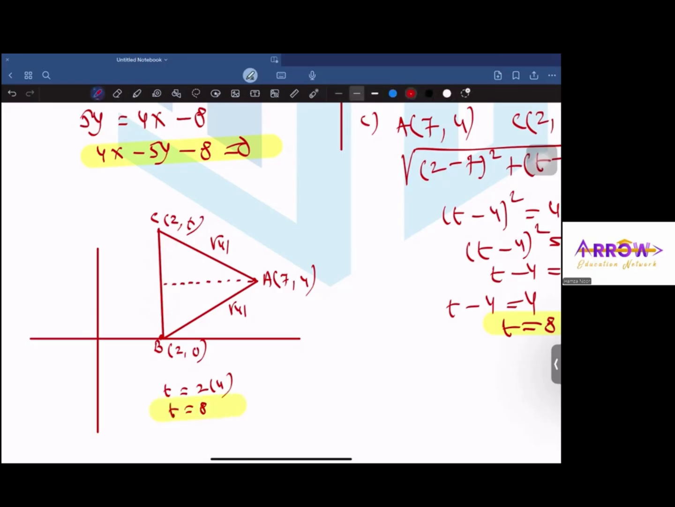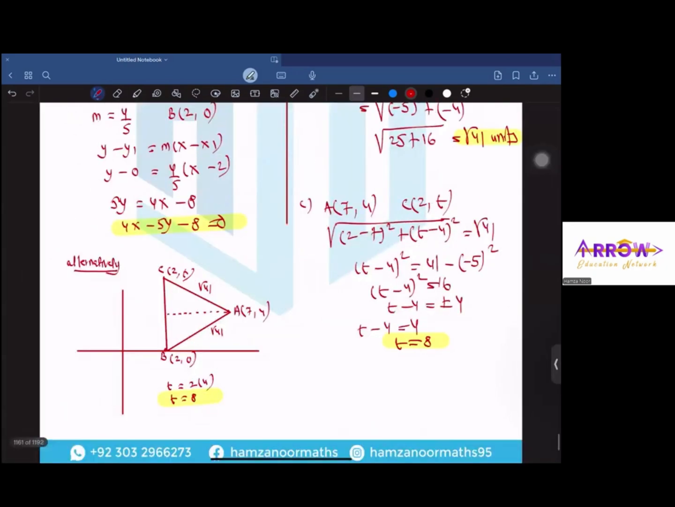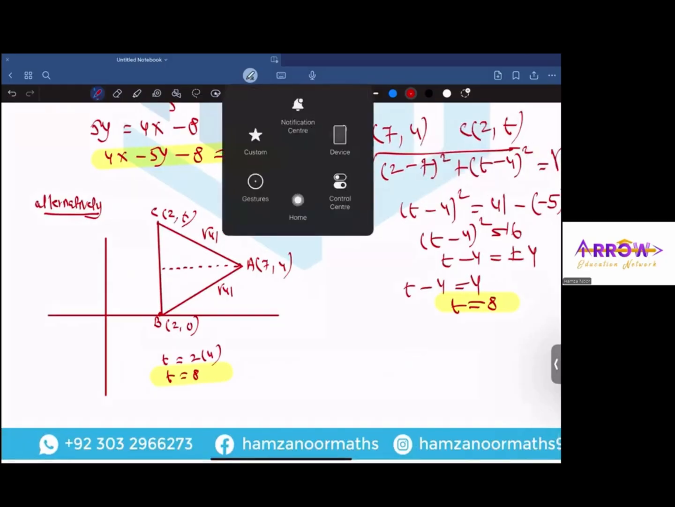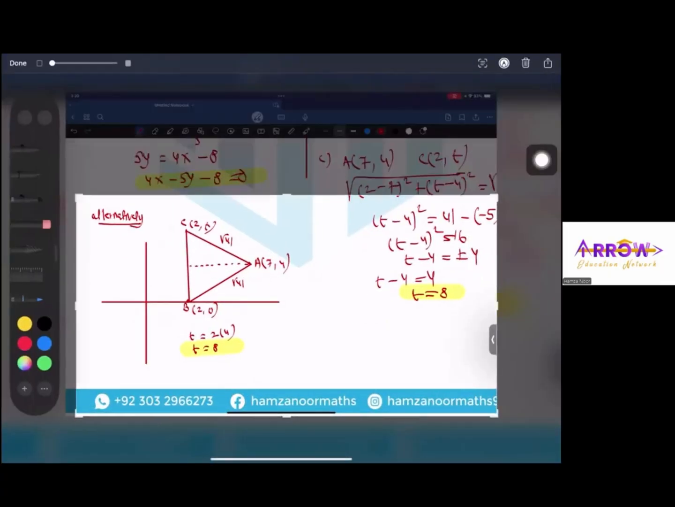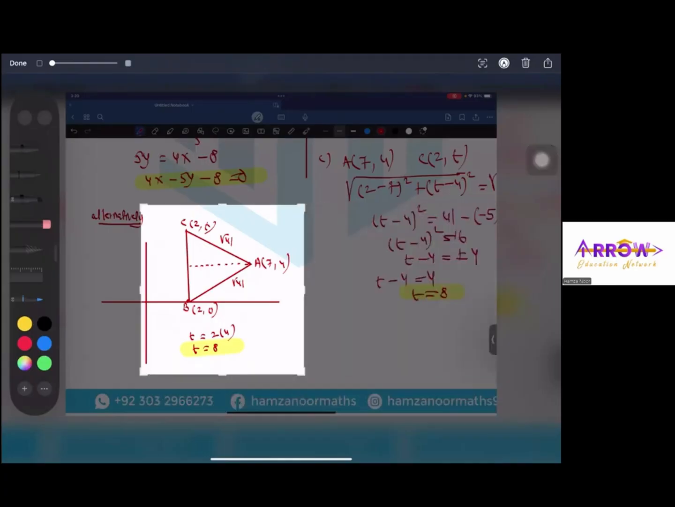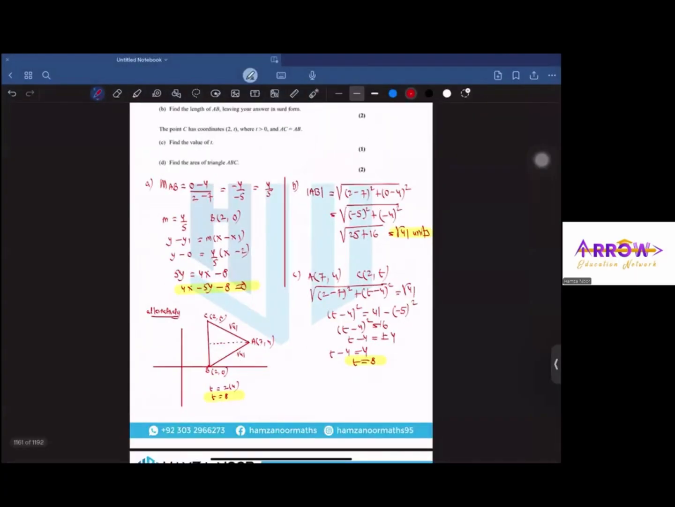This was an alternative approach for part C. And this sketch would also be helpful for us in attempting part D, in which we are going to find the area of the triangle ABC. Now the coordinates of C we have obtained, meaning the y coordinate of C is 8. I'll just take a screenshot of this and bring it on the next page so I can find the answer for part D. We need to find the area of the triangle ABC.